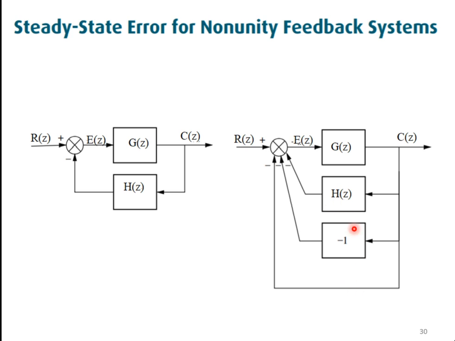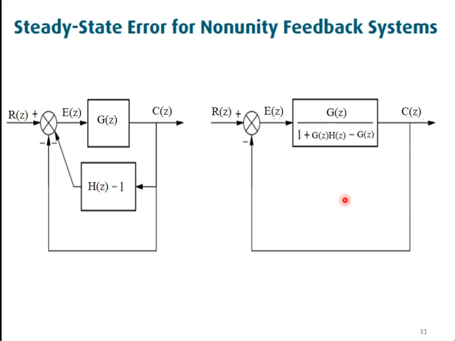What will be the result of these two? That is here like this. It is H(z) - 1. So H(z) is coming over here, and -1 is also coming. So H(z) - 1 in the feedback path. That feedback path can be added. Only the feedback path alone is added, not with the feed forward path.